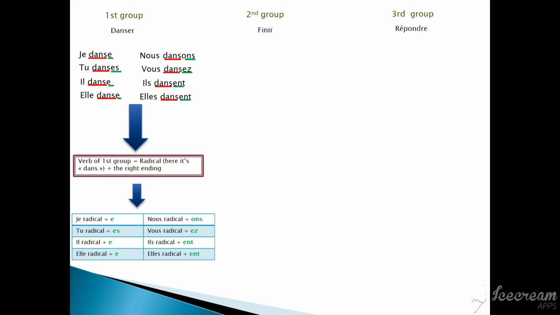Now let's see verbs of the second group. We have the verb finir, so we say je finis, tu finis, il finit, elle finit, nous finissons, vous finissez, ils finissent, elles finissent. So here, same thing as per verbs of the first group.